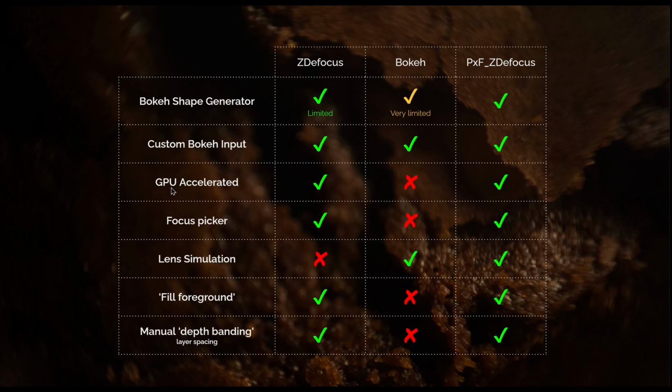So in terms of RGBAZ defocus, we have 3 options: ZDefocus, Bokeh, and PXF ZDefocus. PXF ZDefocus is a wrapper around ZDefocus, and we have the best of both worlds here. So we do have lens simulation, we also have fill foreground, and we can adjust the number of bands manually for performance or quality, whereas Bokeh doesn't give us the option. So for RGBAZ, or RGBA with a depth channel, I would pick PXF ZDefocus for the best of both worlds.